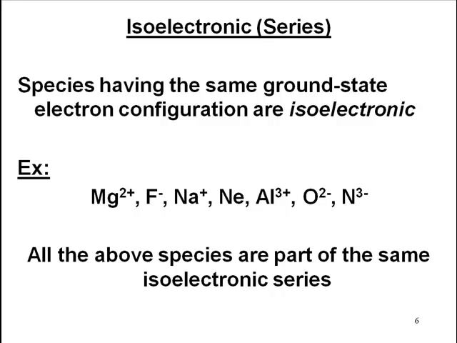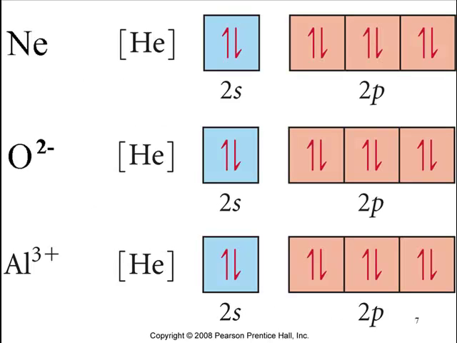1, 2, 3 to go back to neon. So all of them are isoelectronic with neon. If we look at the noble gas structures, neon is helium's noble gas plus 2s2, 2p6. Oxygen with a 2 minus is helium, 2s2, 2p6. Aluminum is 2s2, 2p6. The same number of electrons are around each of these.